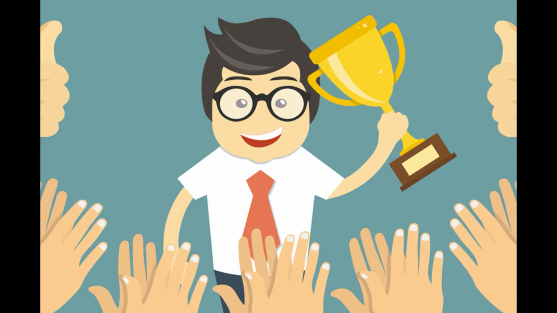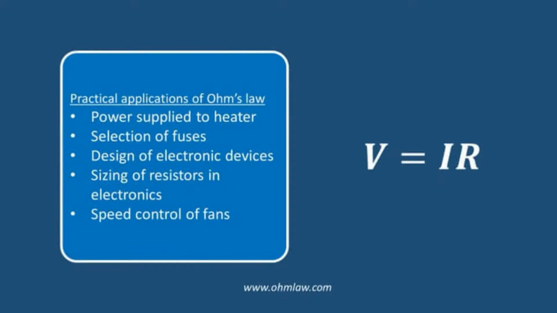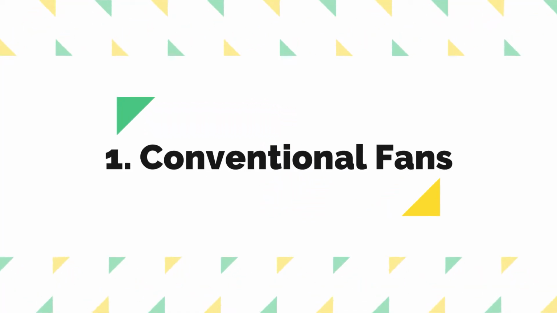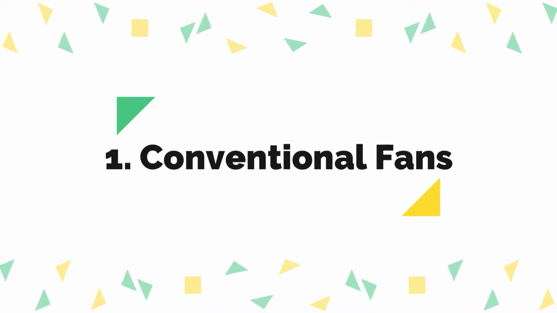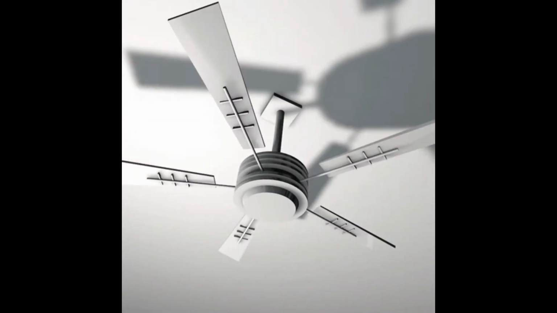The next thing we talk about is how this law is used in everyday life. So now I'll be showing you 6 examples and explaining how each of them use Ohm's law. The first example is a conventional fan. We can control the speed of fans at our homes by moving the regulator.